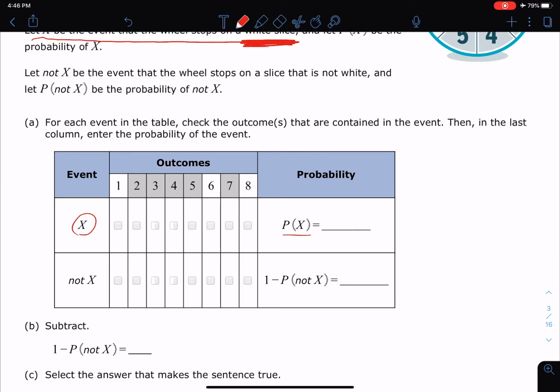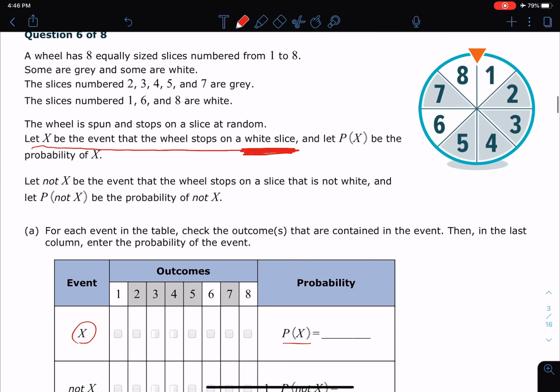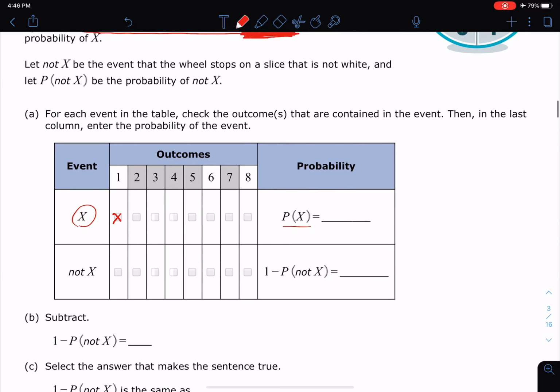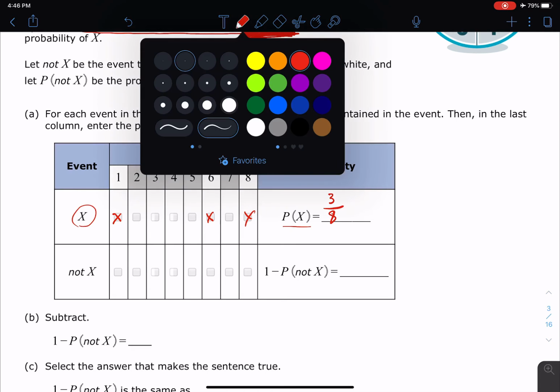What's the white? You can see on the spinner, we got 1, 6, and 8. So this helps us kind of realize that it's event of stopping on a white. We got 1 there, we got a 6, and we got an 8. So the probability of stopping on a white is going to be 3 out of a total of 8. Okay. All right, and then they've got another probability.